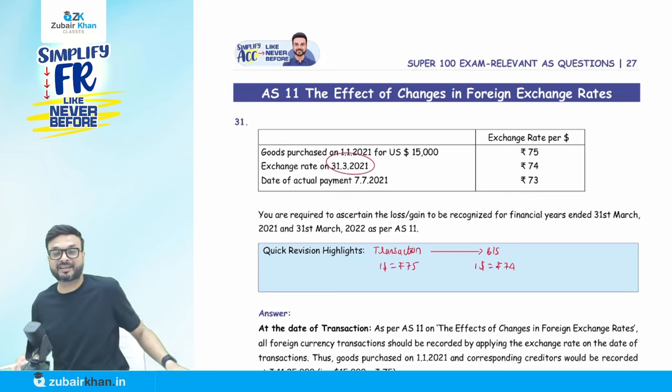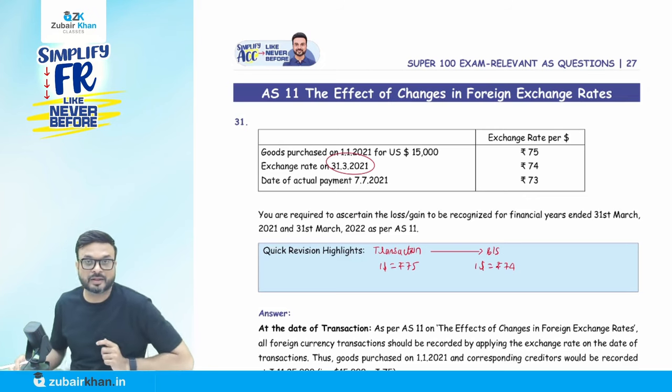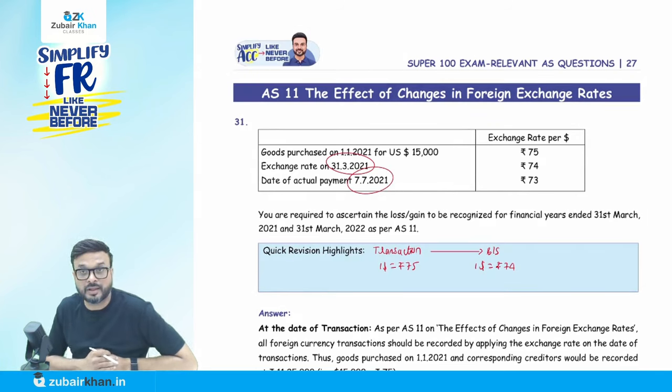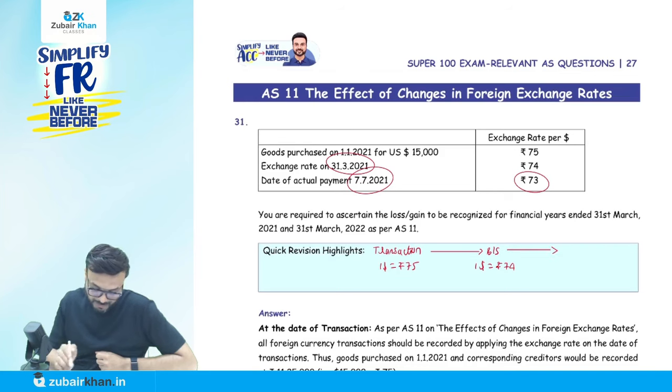The Indian currency is getting strong against the dollar. Now it is 7th of July 2021. The exchange rate was how much? 73. So this is on the settlement, or you can say the actual payment date. So $1 is equal to rupees how much?